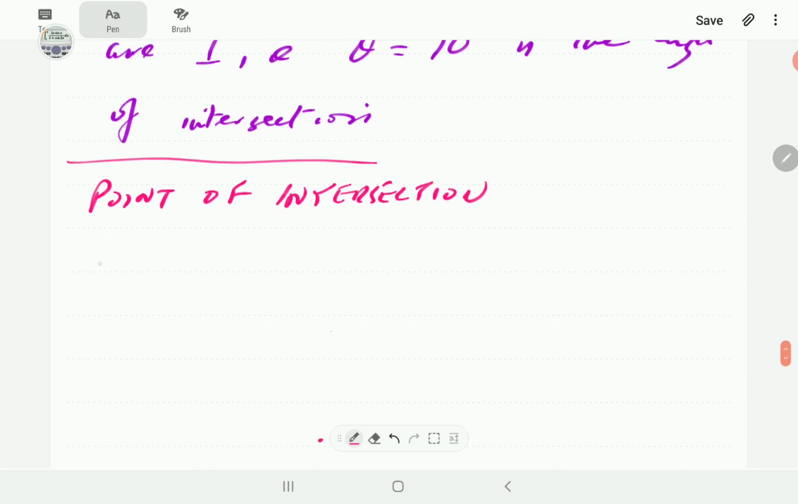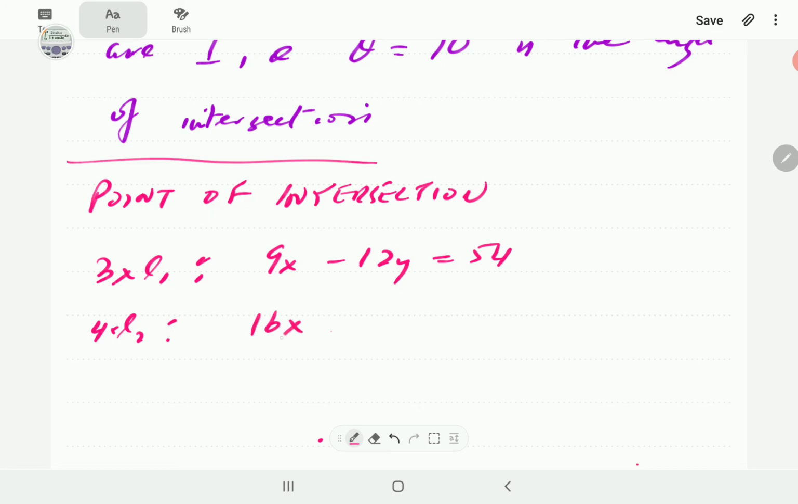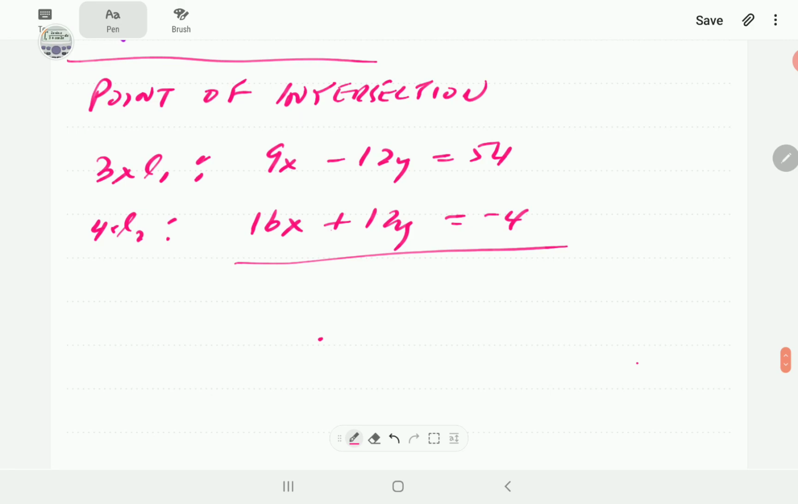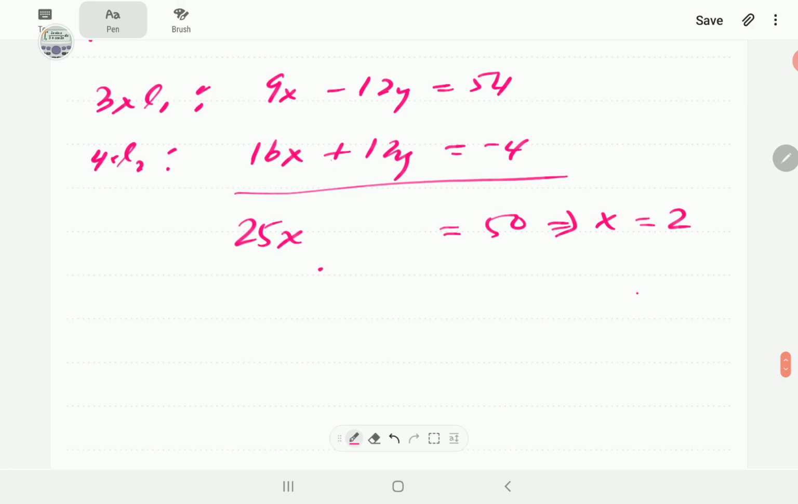Okay, so if we take L1 and multiply it by 3, we are going to have 9x minus 12y equals 54. Take L2 and multiply it by 4, we're going to have 16x plus 12y equals negative 4. If we add, this is going to be 25x. This is going to be 50. So that tells us that x is going to be 2.